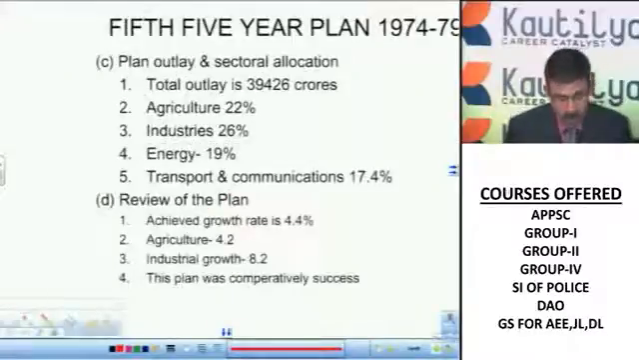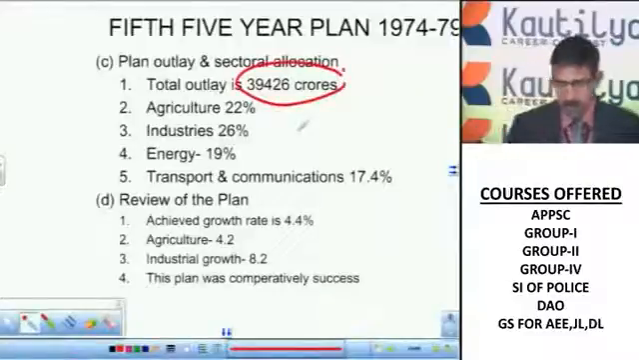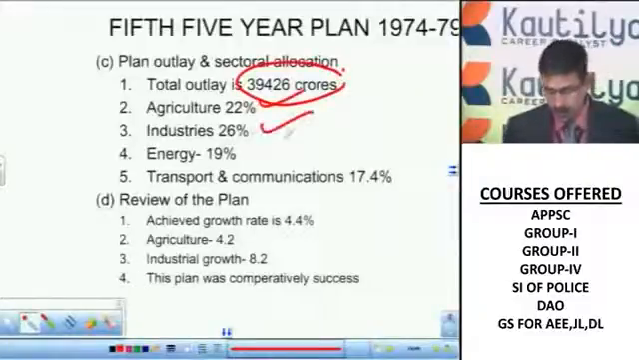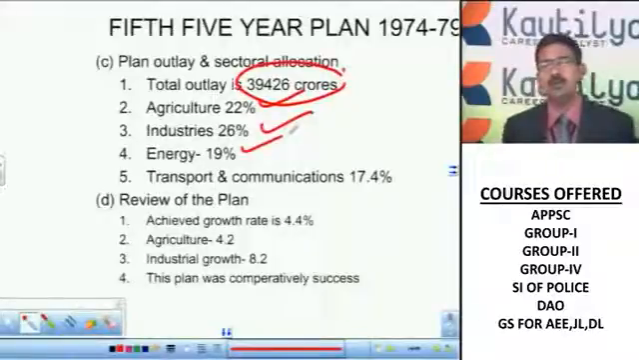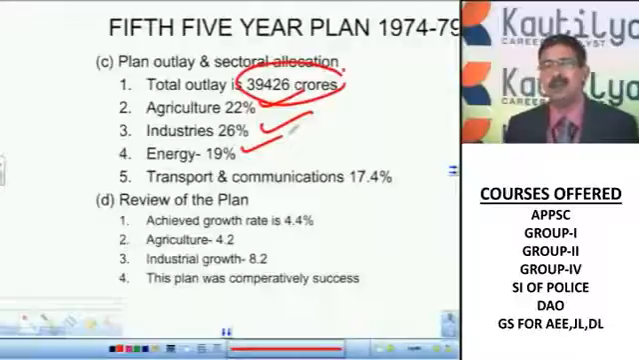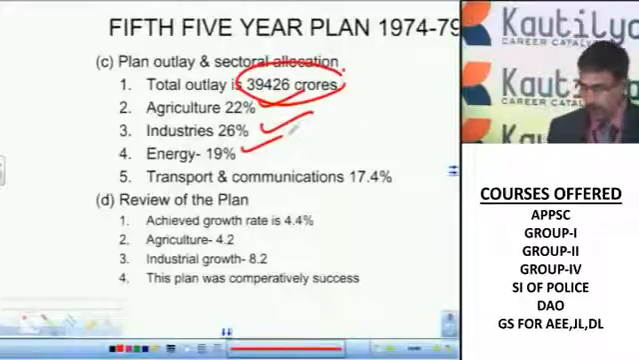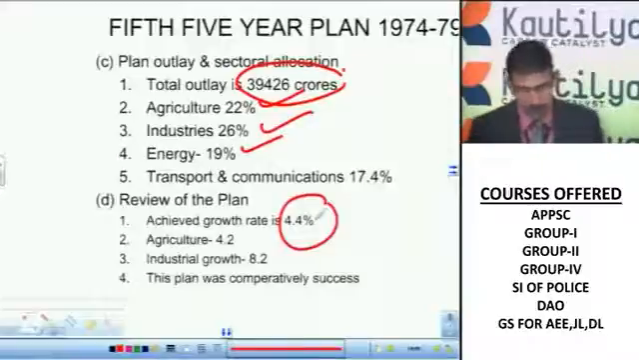So the plan outlay is 39,426 crores, agriculture 22%, industries 26%, and energy is given a share. From this plan one has to note that energy and infrastructure became important items for allocation, not agriculture. So agriculture allocation was reduced or stopped at a level of 19 to 22% from this plan onwards. Then the achieved growth rate is what we call 4.4%.